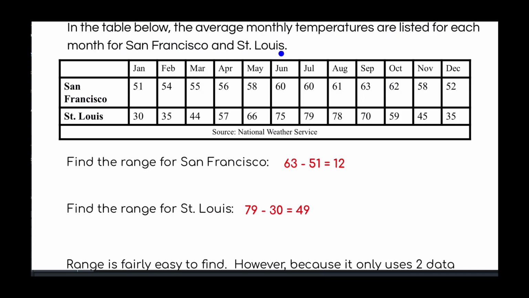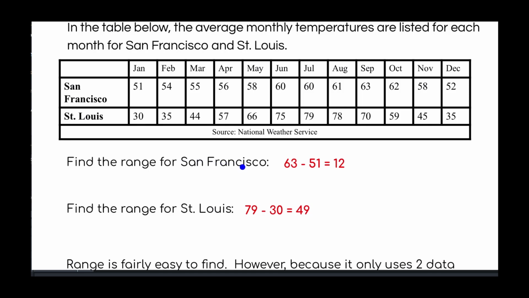But it says in the table below, the average monthly temperatures are listed for each month for San Francisco and St. Louis. So you can see the average temperature for January in San Francisco was 51, but in St. Louis it was only 30 degrees. In February it was 54 in San Francisco, but 35 in St. Louis. So you can see the average temperature for each month for both of these cities. So it says find the range of San Francisco and find the range for St. Louis.